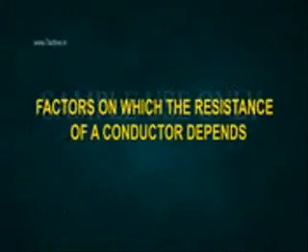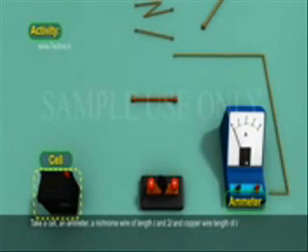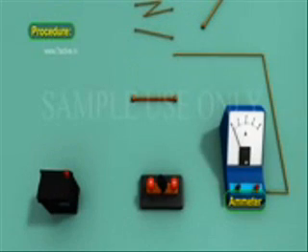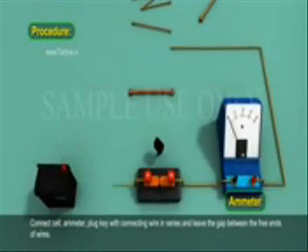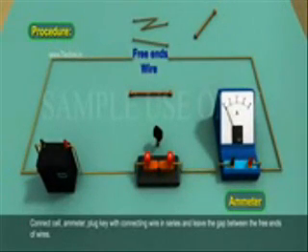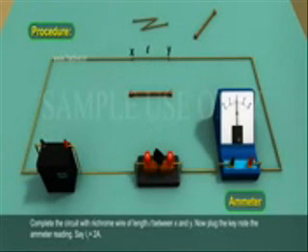Factors on which the resistance of a conductor depends. Activity. Take a cell, an ammeter, a nichrome wire of length L and 2L, and copper wire of length L. Procedure. Connect cell, ammeter, plug key with connecting wire in series and leave the gap between the free ends of wires. Complete the circuit with nichrome wire of length L between X and Y. Now plug the key. Note the ammeter reading.